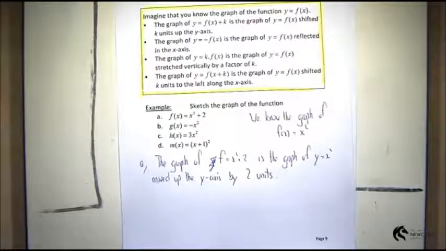And this will come down like that. And there is the graph of y is equal to x squared plus 2. That's all I had to do. All I had to do was move the graph of x squared up the axis 2 units.